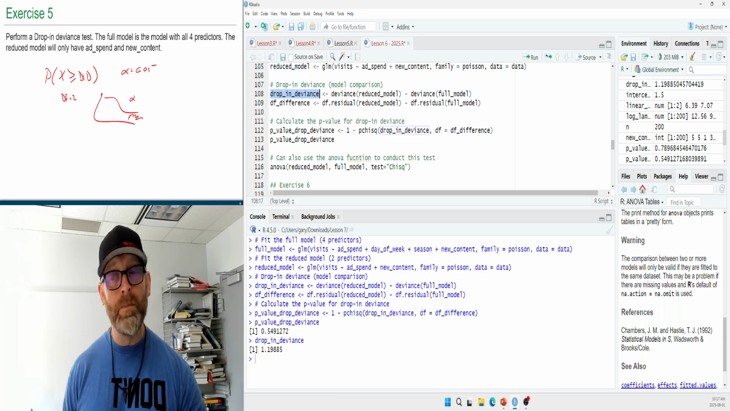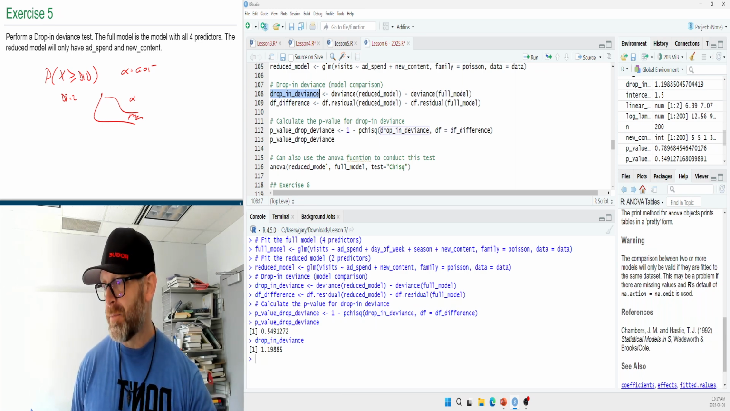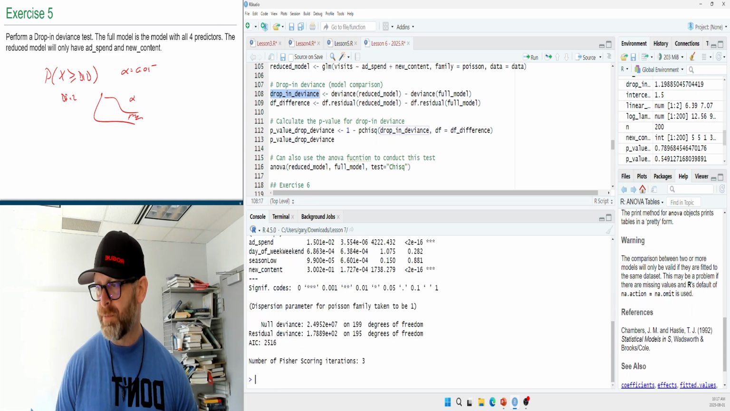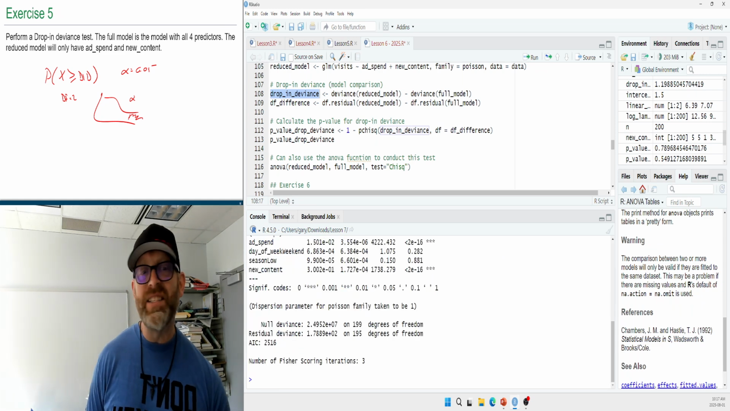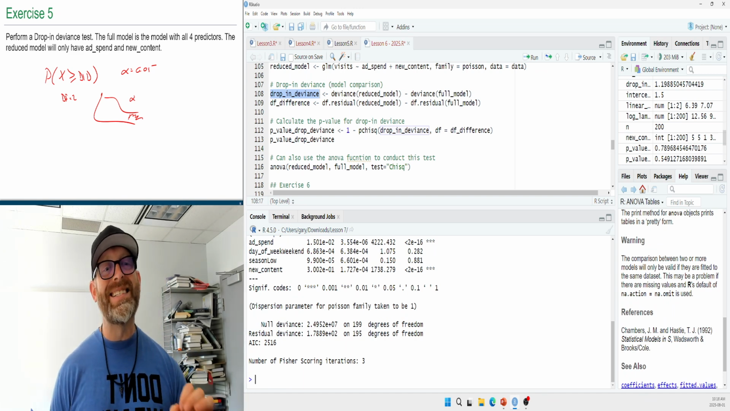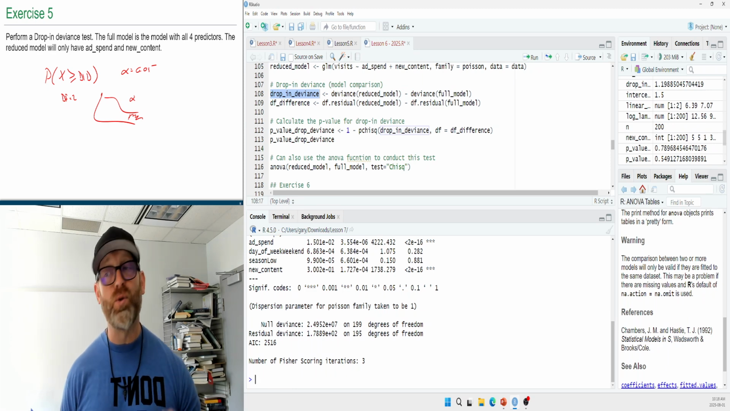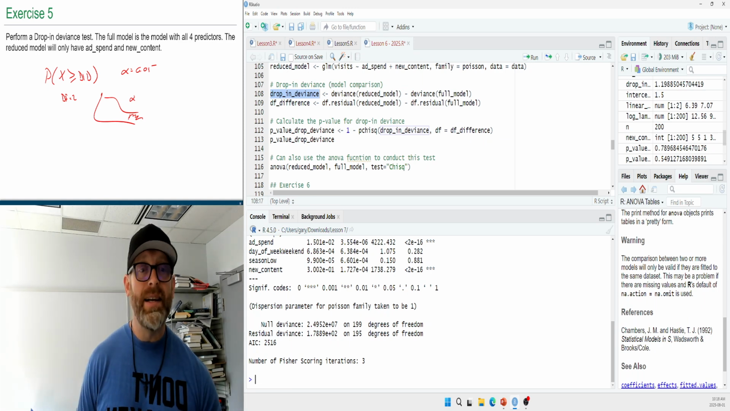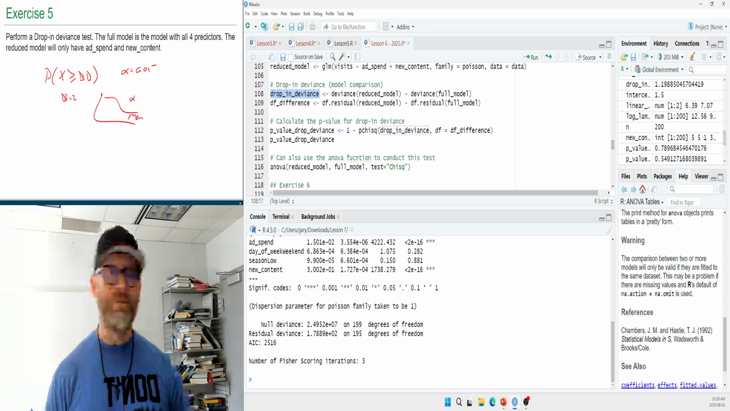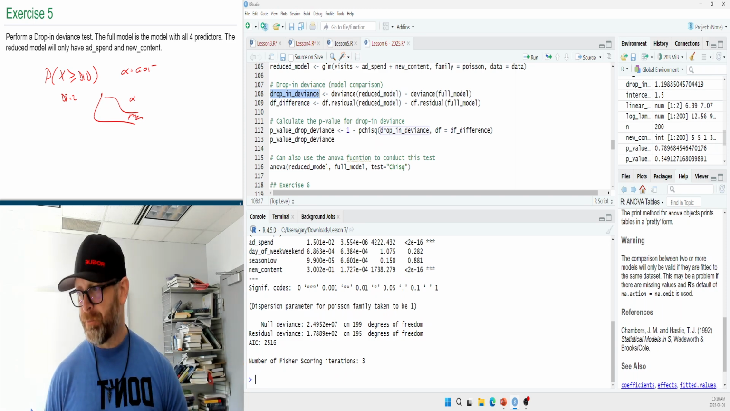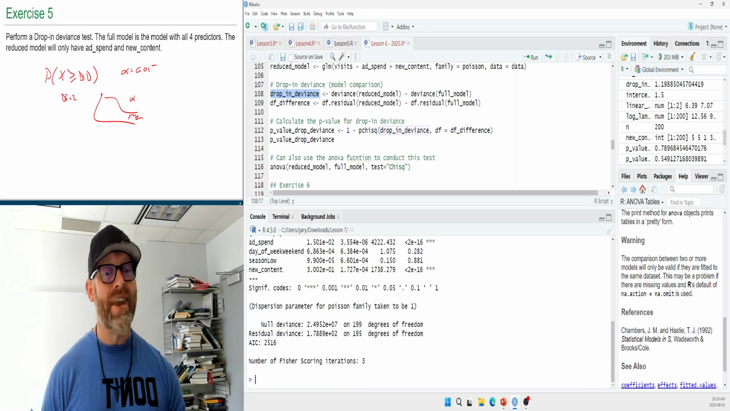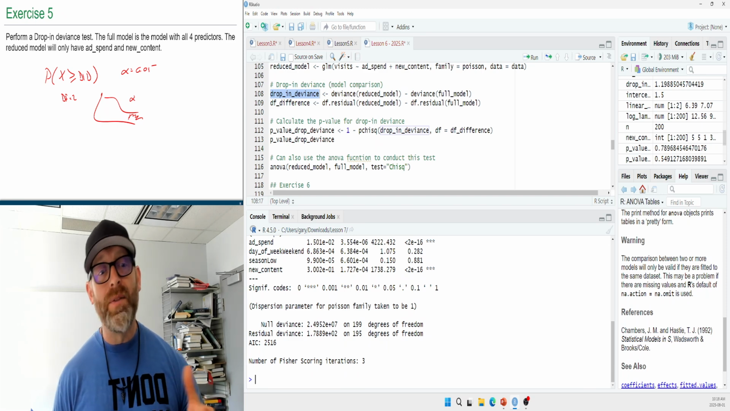Now remember also, just as a quick reminder, if I do summary of the full model, remember, only advertising spent and new content were statistically significant in terms of our hypothesis test, or the Wald test. The day of the week and the season weren't statistically significant, and actually had fairly high p-values. So are they actually adding anything to the model? Well, I know I can remove one at a time, but basically what we're asking here is, can I remove them both?